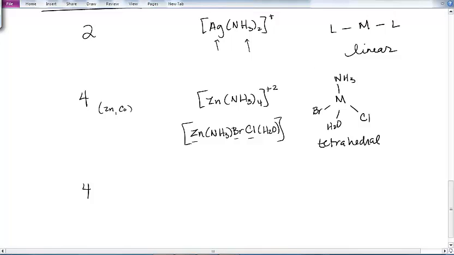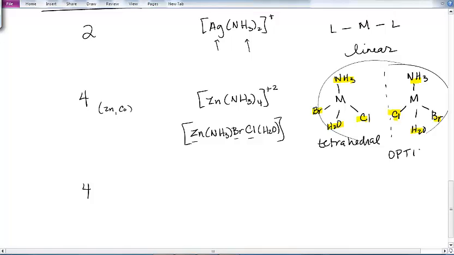If all 4 of the ligands are different, we actually can get an isomer out of it. And that isomer would be the mirror image. So let me try to draw the mirror image of that. So notice here we've got that mirror image. If you have 4 different things, it's possible to have what's known as an optical isomer.